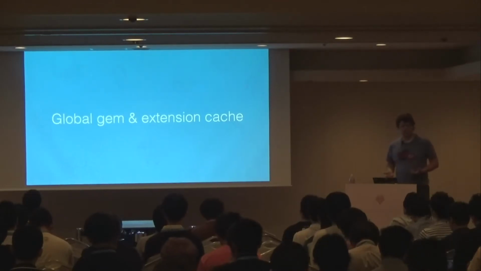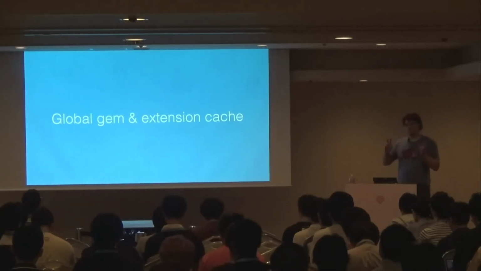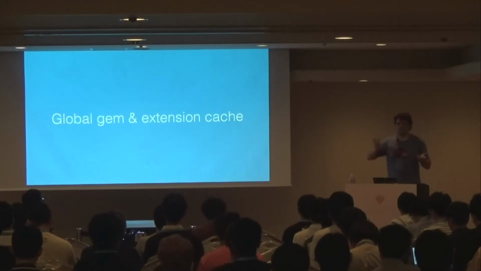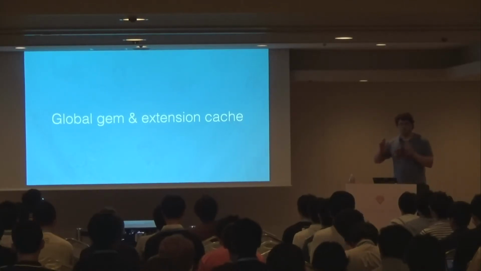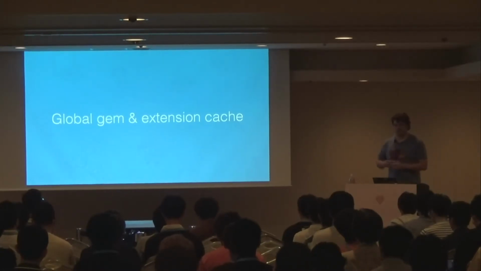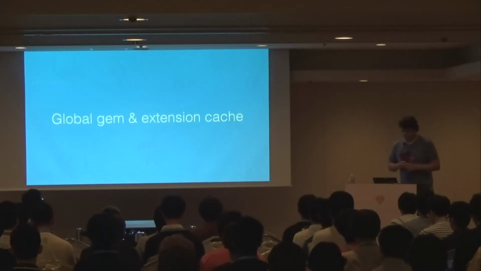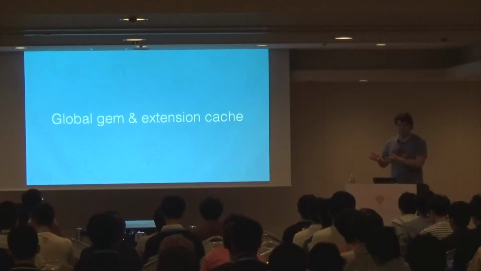First is the global gem and extension cache. An issue with Bundler at the moment, and partly with RubyGems, is that if you have two different versions of Ruby being used by the same application, so if you have an app that's in Ruby 2.3.0, for example, you do bundle install, and then you move your application to Ruby 2.4.0, you have to reinstall all your gems and recompile all your gem extensions again. So in Bundler 2, we're introducing the global gem and extension cache, which is where you basically don't have to re-download your gems or recompile your extensions when you switch Ruby versions. You don't have to re-download gems, and you don't have to recompile extensions.